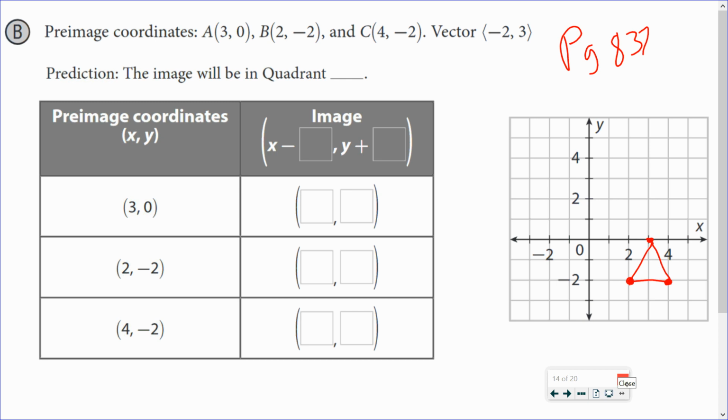All right, then they give us the vector. Notice how you have parentheses on the coordinates, but you have a kind of greater than or less than sign on your vector. The vector lets me know how I'm going to translate it. Now it asks us to predict the image and what quadrant it will be. Well, it's going to go 2 units to the left and then up 3. So I predict it's going to be in quadrant 1 up here. So that's what I'm going to write, quadrant 1.